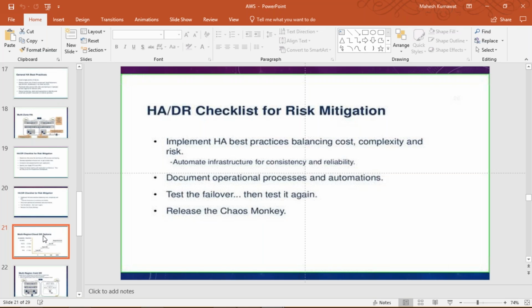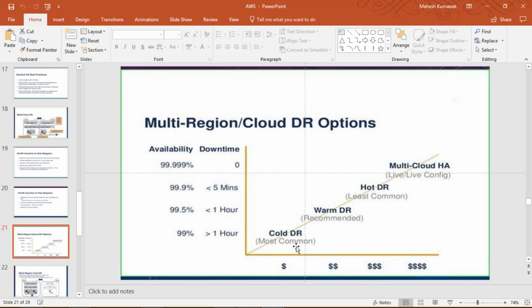So, multi-region cloud DR options. What actually is this? There are four types of DR. Cold DR is basically the most common we find. But what happens? The downtime is more than 1 hour, with 99% availability. Warm disaster recovery is recommended for any organization, and this also has about 1 hour of downtime and 99% availability. If you go for the hot disaster recovery plan, the least common, it is 99.9% with 5 minutes of downtime. And if you go for multi-cloud HA live config, then there is 0% downtime and 100% availability. So we will talk about all four disaster recovery types.